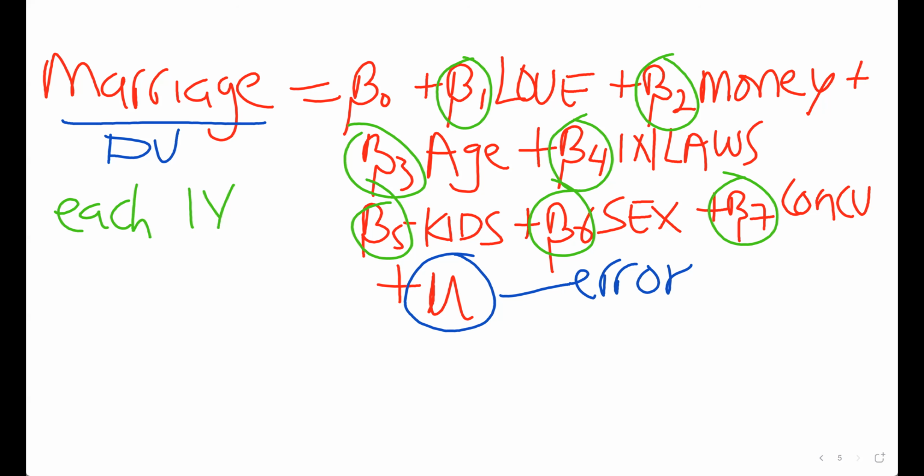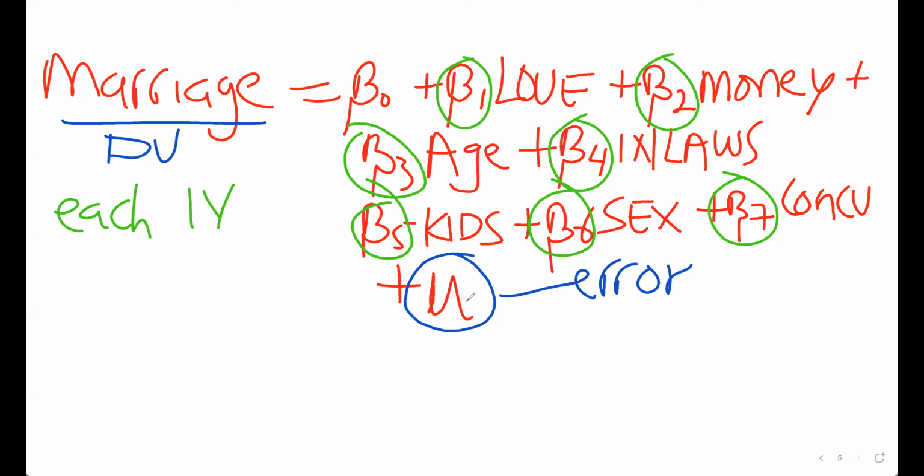Okay, let me make it practical so that it can make sense to you. So here we are. Everybody is claiming to influence marriage here. Love says, I can influence the marriage. Money says, I can also influence the marriage. Age says, I can influence the marriage. In-laws, they claim to influence the marriage. Sex says, I can influence the marriage. Concubine says, I can disrupt the marriage. Kids say, I can disrupt the marriage. So there are several other factors which couldn't even be captured, which are all inside the error term.